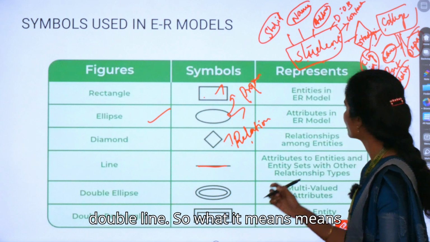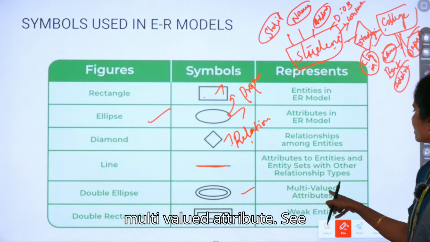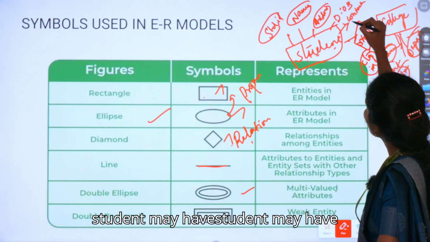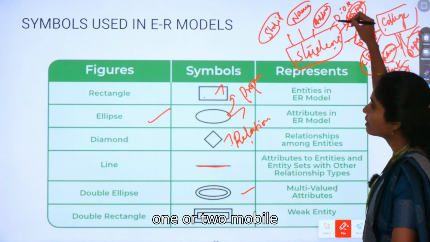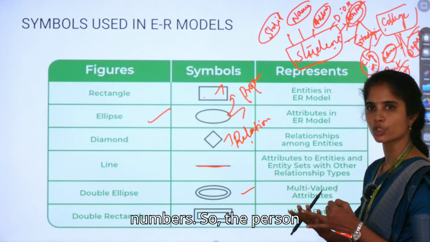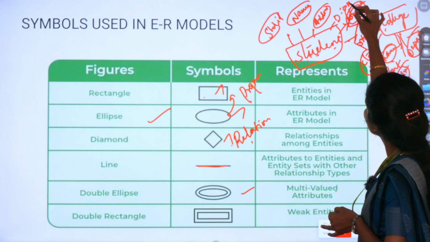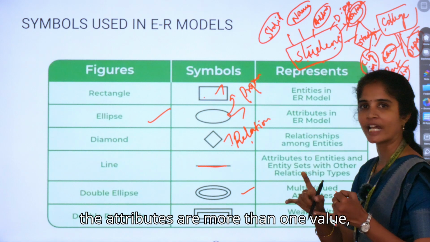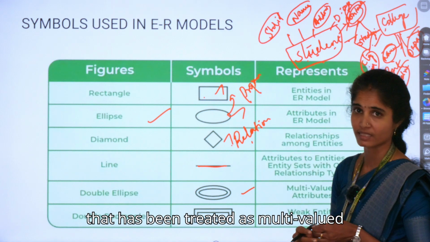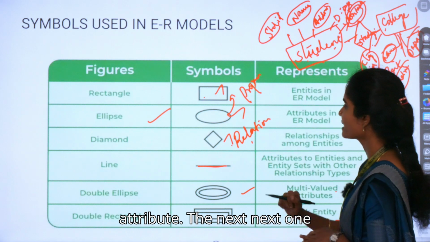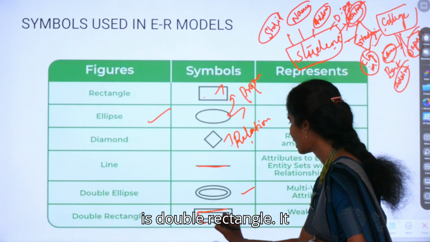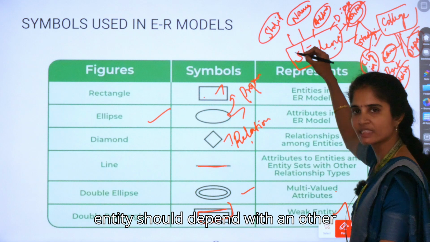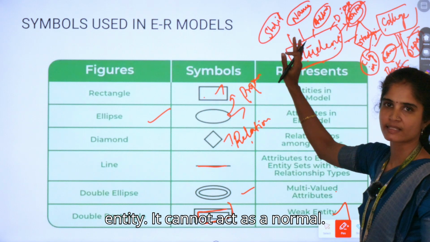The next, the double line, means a multi-valued attribute. A multi-valued attribute means, for example, the student may have one or two mobile numbers. The person can have two numbers, and that is defined as a multi-valued attribute. If an attribute has more than one value, it is treated as a multi-valued attribute. The next one is the double rectangle. It means a weak entity, an entity that depends on another entity. It cannot act as a normal entity.